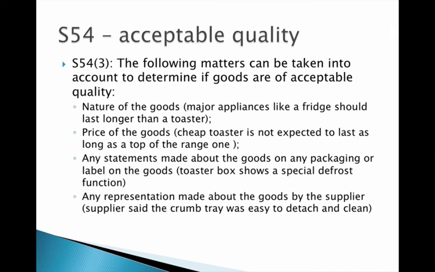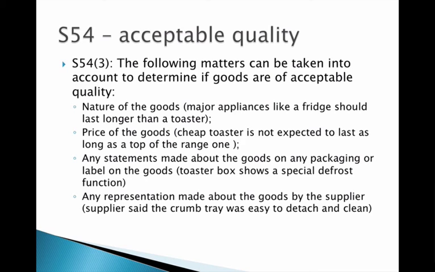And in section 54.3, we see some of the things that you can take into account when you're working out whether something's of acceptable quality. They include the nature of the goods, the price of the goods, the statements made about the goods on packaging or labels, and representations made about the goods by the supplier during the sales process.